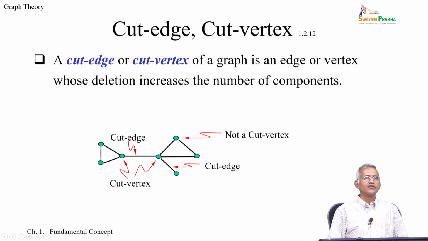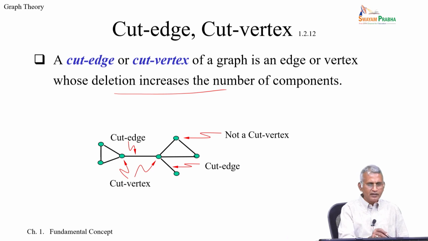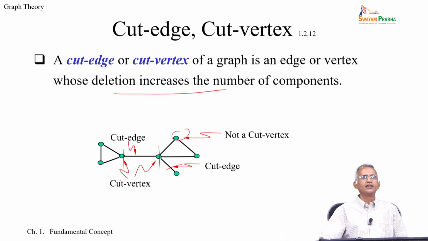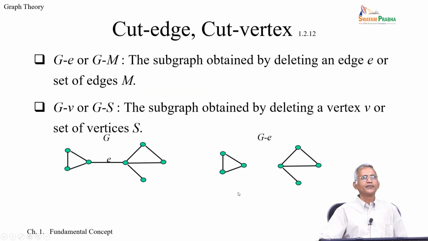Now, cut edge and cut vertex. A cut edge or cut vertex of a graph is an edge or vertex whose deletion increases the number of components. Suppose you cut it, then it will give more components. So, here this is not a cut vertex, here a cut edge is possible, and here we have a cut vertex possible. So, these are the cases where a cut vertex and cut edge are possible.